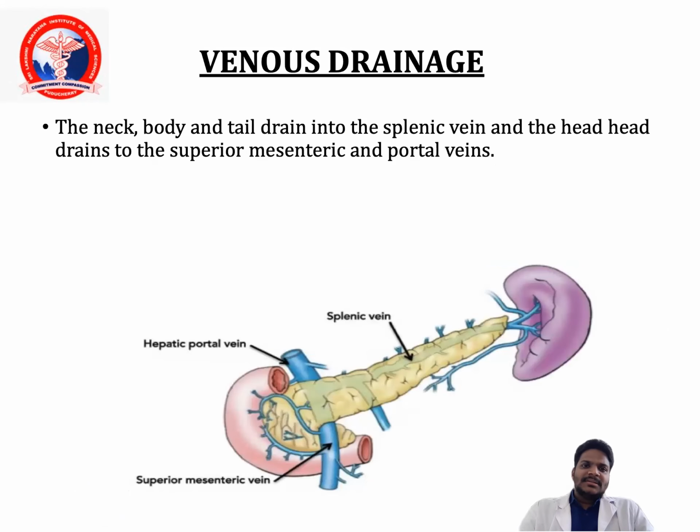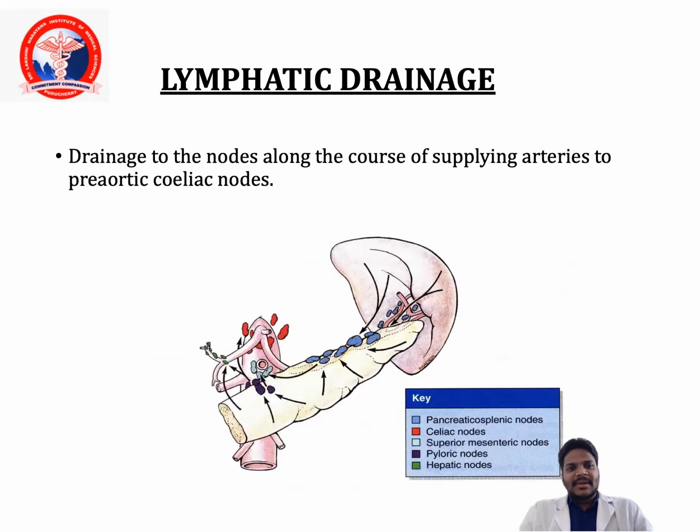Coming to venous drainage, the neck, body, and tail drain into the splenic vein, and the head drains into the superior mesenteric vein and the portal vein. The lymphatic drainage includes the nodes along the course of the supplying arteries to the pre-aortic celiac nodes.